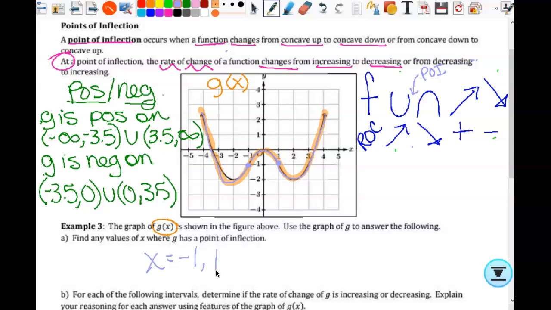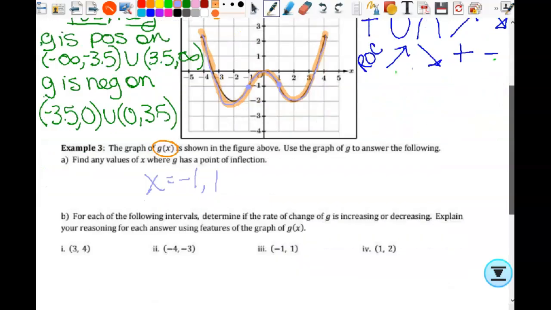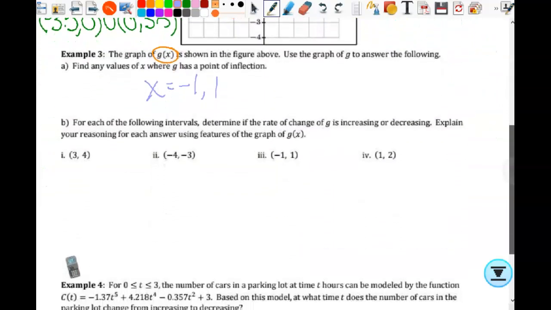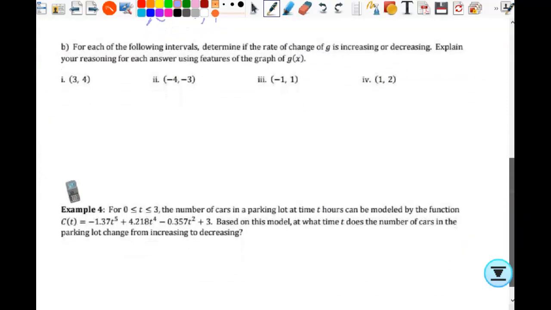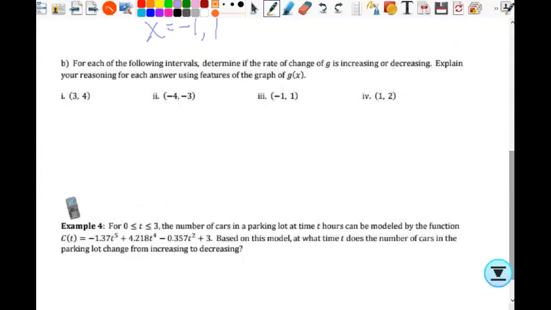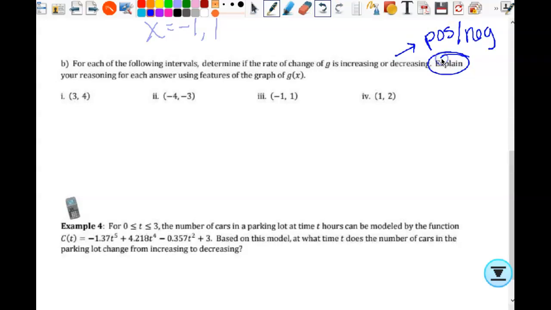All right, any questions at this point? All right, so let's look at these. This says, for each of the following intervals, determine if the rate of change of G is increasing or decreasing. We're going to add some extra stuff to this. And positive, negative also. And we have to explain. Okay? So the first part we're going to look at is from 3 to 4.